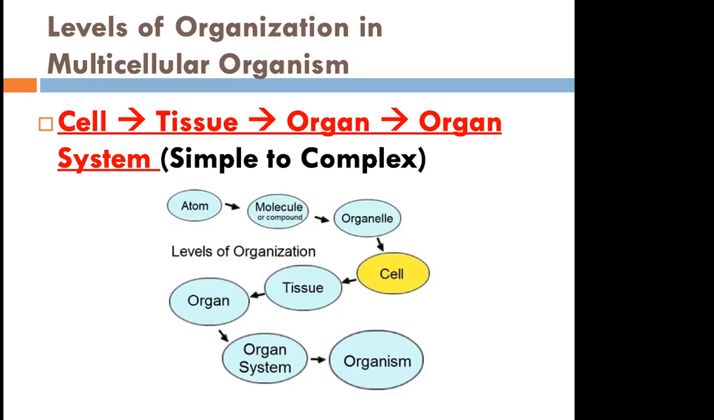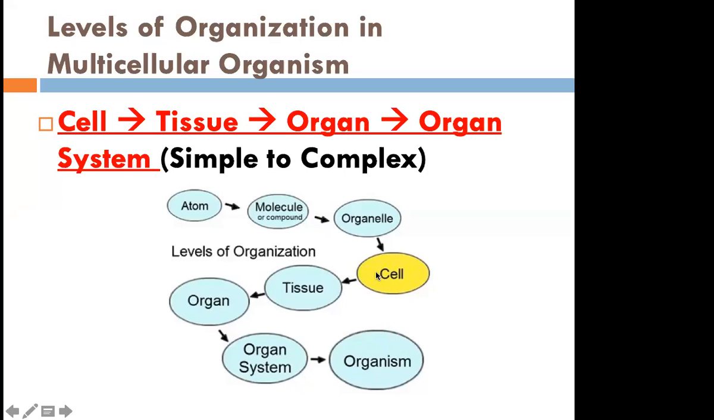Organelles are tiny parts of cells that have different jobs. We'll learn about those later this week. Okay? Now, again, those organelles are not alive. But when you put those organelles together, they can build a cell. And a cell is alive.